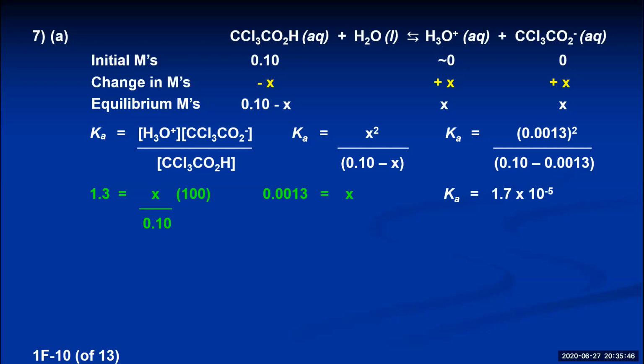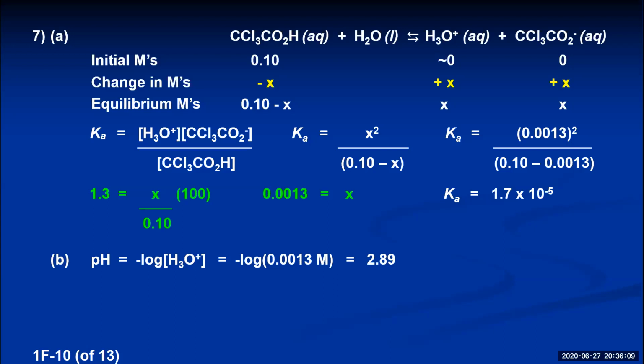Part B says calculate the pH of the solution. The pH of the solution comes from the hydronium ion concentration, which was x. And x is 0.0013. So if we take the negative log of 0.0013, that's going to give us the pH of the solution. And to two significant figures, that comes out 2.89.